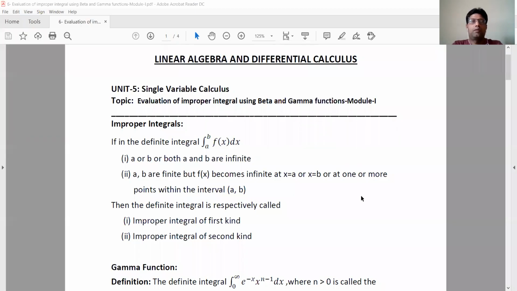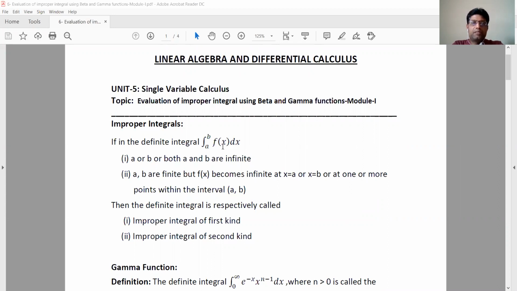Hello, welcome to the fifth unit, single variable calculus. So in this video, we are going to see evaluation of improper integrals using beta and gamma functions. So this is the first module we are going to see. First, we will see what is meant by improper integral.